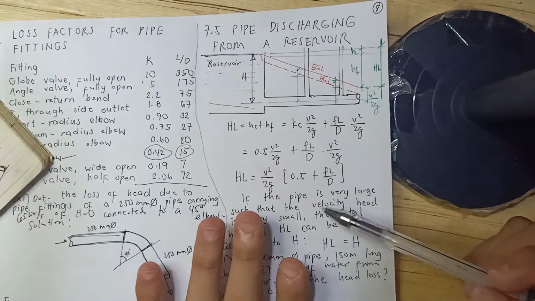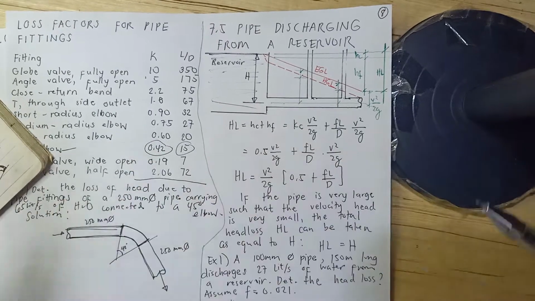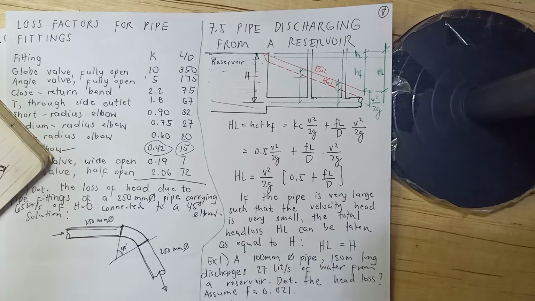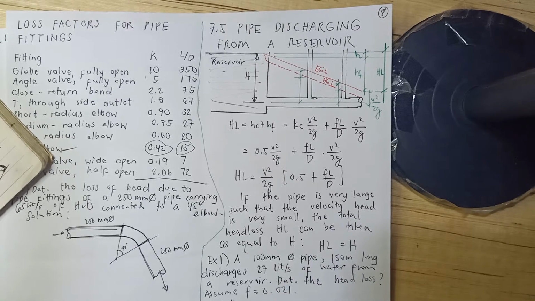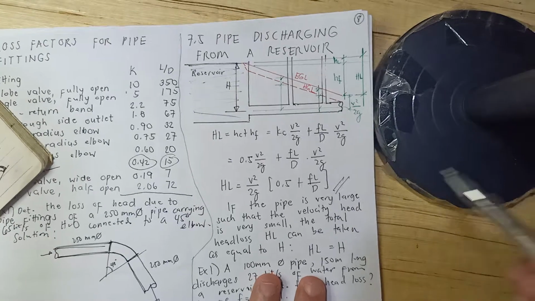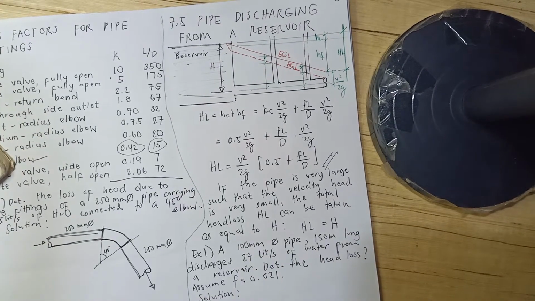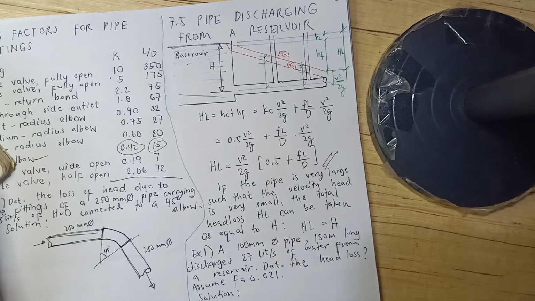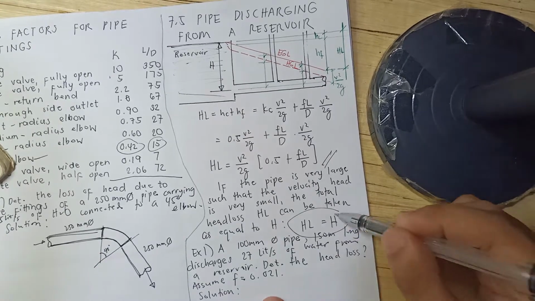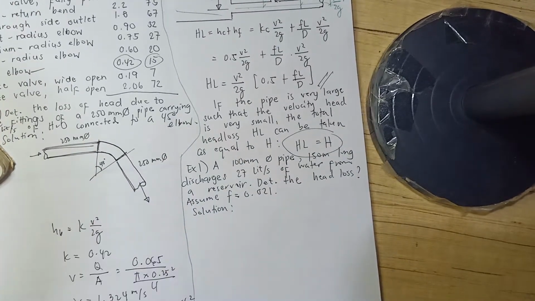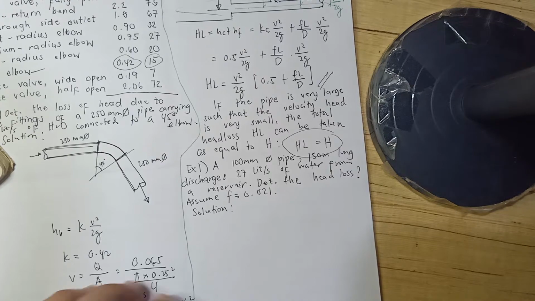And it turns out that the total head loss in terms of pipe discharging from a reservoir, the reservoir to pipe, is given by this formula. If the pipe is very large, such that the velocity head is very small, the total head loss HL can be taken equal to H, wherein HL equals H. So to understand how to use the formula, the only thing to do is to give you an example.